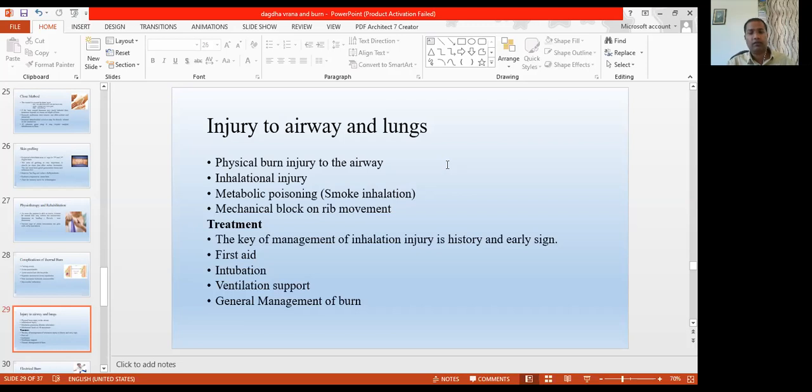So the key of the treatment of this type of patient is first to take the proper history, and the history is very important. The earlier you know where your patient got stuck, which part is injured, what the main cause is, whether the patient was stuck in smoke, because all these cause blocking of the bronchus, leading to cyanotic and hypoxic patients.